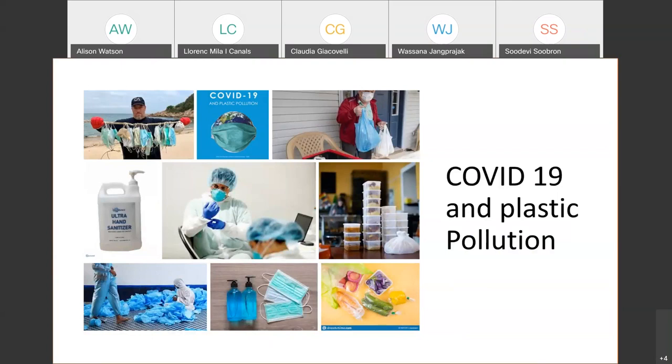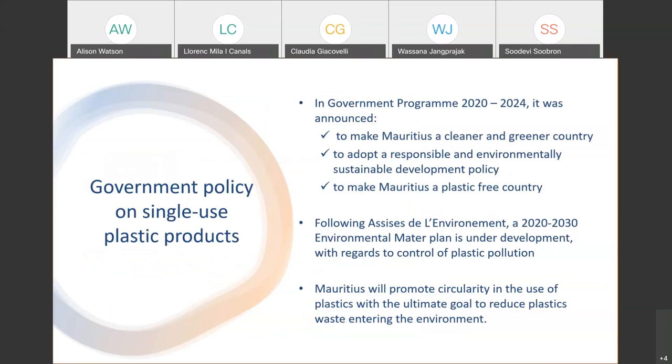For our government policy on single-use plastic products, with the new government, in the government program, we announced to make Mauritius a cleaner, greener country, to adopt a responsible and environmentally sustainable development policy, and to make Mauritius a plastic-free country in the nearest possible delay.